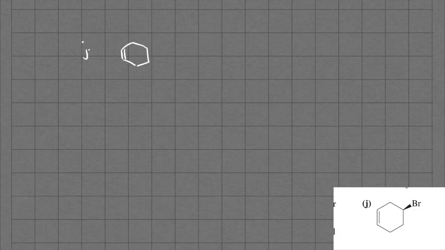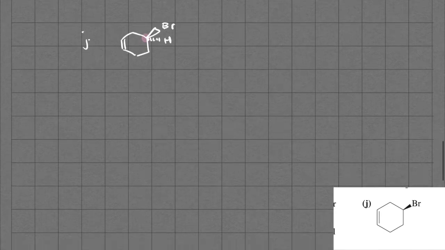Now let's look at this brominated ring molecule. As always, let's try to find the stereocenter. I see one right over here. And we can infer from this that the hydrogen is going to be in the back. So let's first assign priority. The bromide, 1. Now which R group will get priority? This one will, because it hits the alkene first.